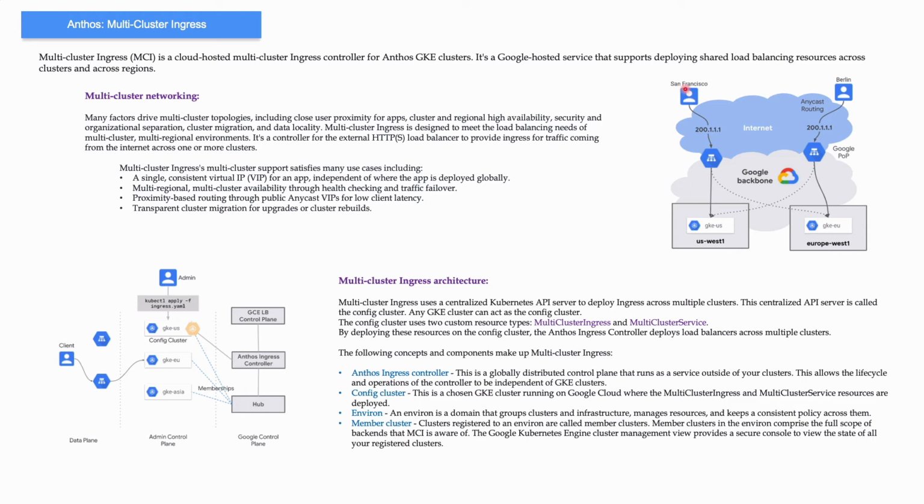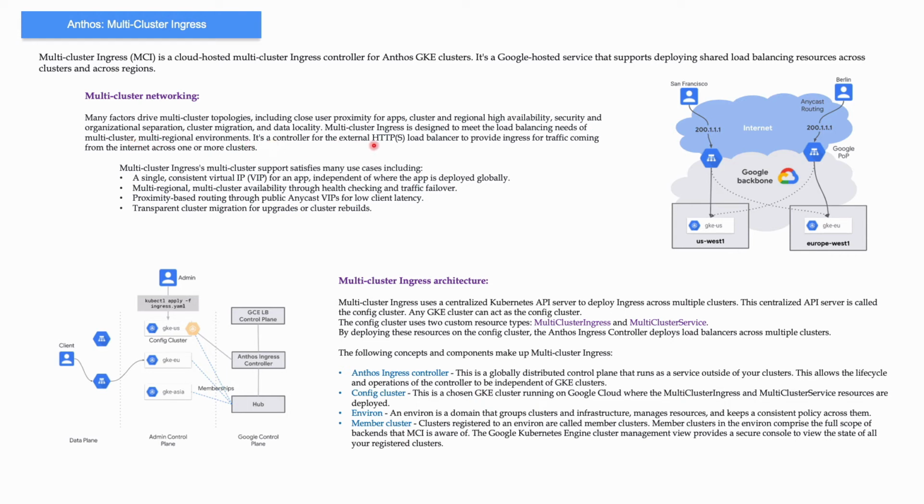So in this case, there's a user coming from San Francisco, there's a user coming from Berlin, you have a cluster running in US West 1, Europe West 1, and the traffic will be mostly redirected to the localized Kubernetes cluster. If the localized Kubernetes cluster is not available, then it will be routed to the distant one. Multi-cluster ingress is designed to meet the load balancing needs of multi-cluster, multi-regional environments.